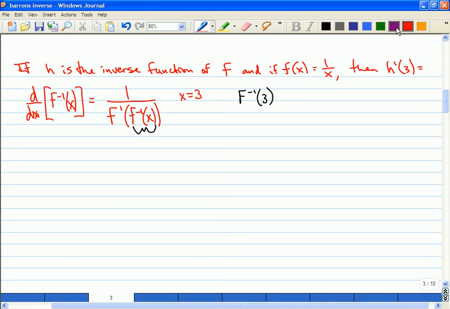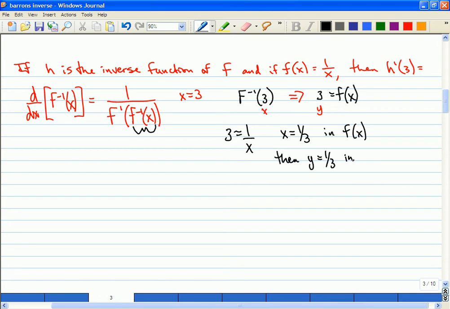If it's the x coordinate here, then that means I'm going to be looking for where 3 is equal to f of x, meaning now I'm looking for the y coordinate. So if I do that, that gives me a little equation that says where does 3 equal 1 over x? I'll end up with x equals 1/3. So if x equals 1/3 in the function, then I know that y equals 1/3 in the inverse. So that's what I end up with. F inverse of 3 is 1/3.